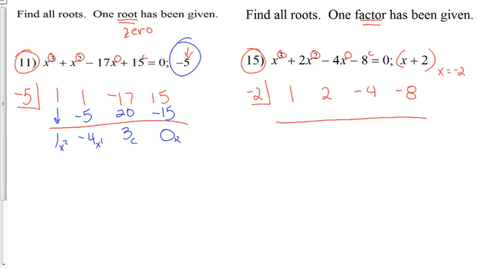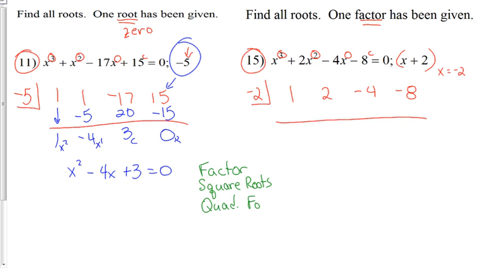If you don't get a 0 there, you probably did something wrong with either this piece or all the blue pieces. So x squared minus 4x plus 3 equals 0. Once we do synthetic division, now we're going to use one of the three methods: factor, use square roots, or the quadratic formula. One of those three is going to work. Quadratic formula works every time. Factoring and square roots make your life easier.